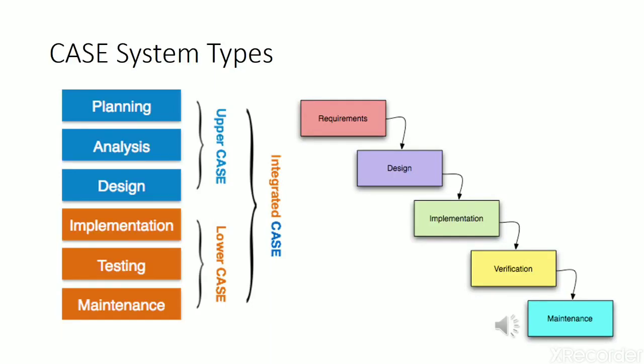are used in planning, analysis, and design stages of software development life cycle. Second, lowercase tools are used in implementation, testing, and maintenance. Third, integrated case tools are helpful in all the stages of software development life cycle, from requirement gathering to testing and documentation. Case tools can be grouped together if they have similar functionality, process activities, and capability of getting integrated with other tools.